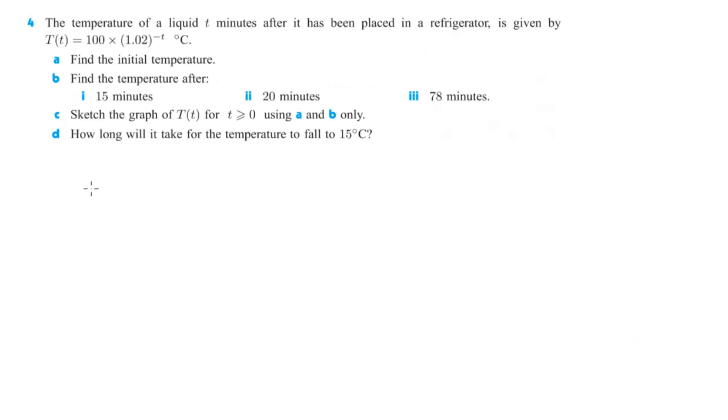Okay. All right. Number 4, the temperature of a liquid t minutes after it's been placed in a refrigerator is given by T, the temperature at a certain time, equals 100 times 1.02 to the negative t degrees Celsius. Find the initial temperature.